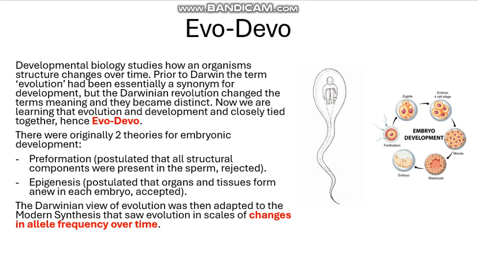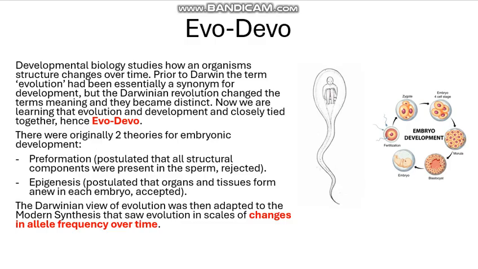Prior to Darwin, the term evolution had been essentially a synonym for development, but the Darwinian revolution changed the term's meaning, and they became distinct. Now we're learning that evolution and development are more closely related than we once thought, hence we put them together in the school of Evo-Devo.